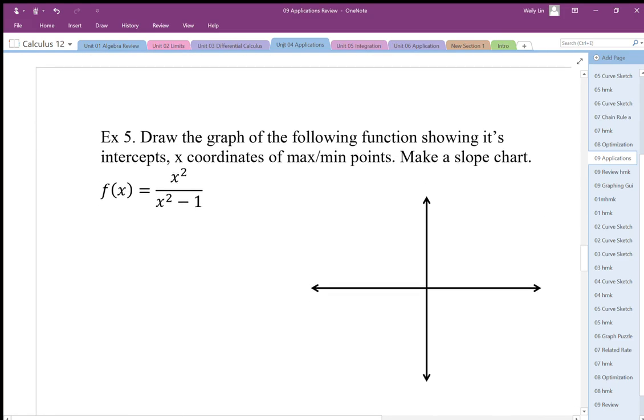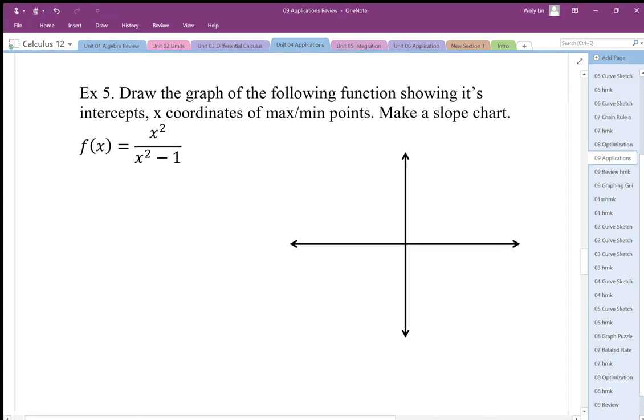So here is a little bit harder because this is a rational function. It's a little bit more involved, but we still need to do the same thing. We need to solve for the zeros, okay, at x equals 0. Now we have to worry about asymptotes.